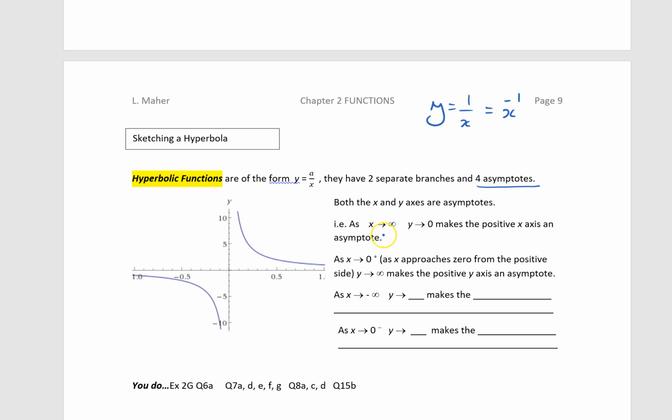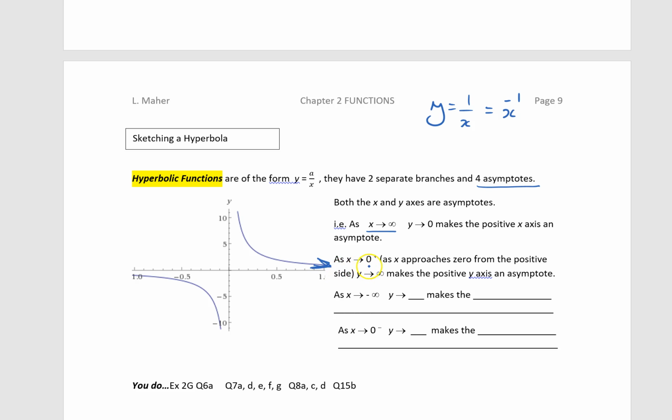As x goes to infinity, now this is a good practice at understanding notation. X with a forward arrow to infinity means we're heading off in this direction here. And this says, as x heads to plus infinity, y is heading to naught. Yes, it's trying to get to the x-axis. Remember, the x-axis is y is equal to naught. That makes the positive x-axis an asymptote.